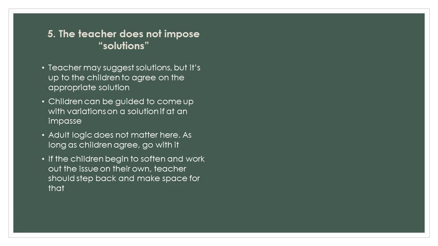This happens frequently, that the way the children will create restitution around the issue is very different than what we as adults think would be applicable. It's totally okay. As long as it works for the children, it doesn't matter if it's logical to us adults or not. And then if the children begin to soften and work out the issue on their own, if it's not a big deal, let's not make it a bigger deal. Teacher can kind of step back and just let them have their way of doing it.